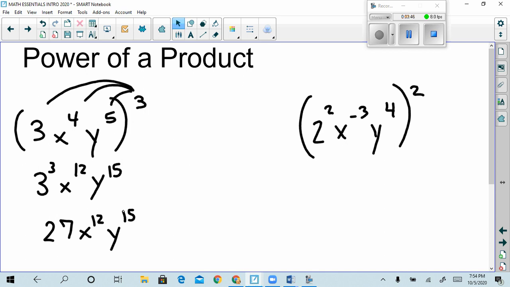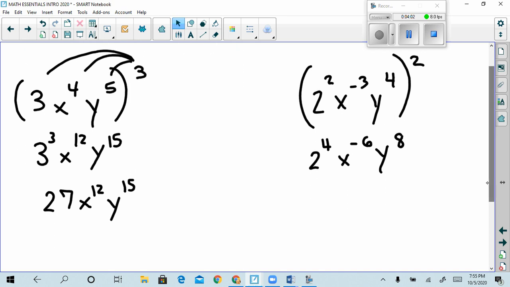One last one here. Again, I have power of a product. That will give me 2 to the 4th. Negative 3 times 2 will be negative 6. And y to the 8th. If you recall, we never leave negative exponents. They get written as their positive reciprocals.